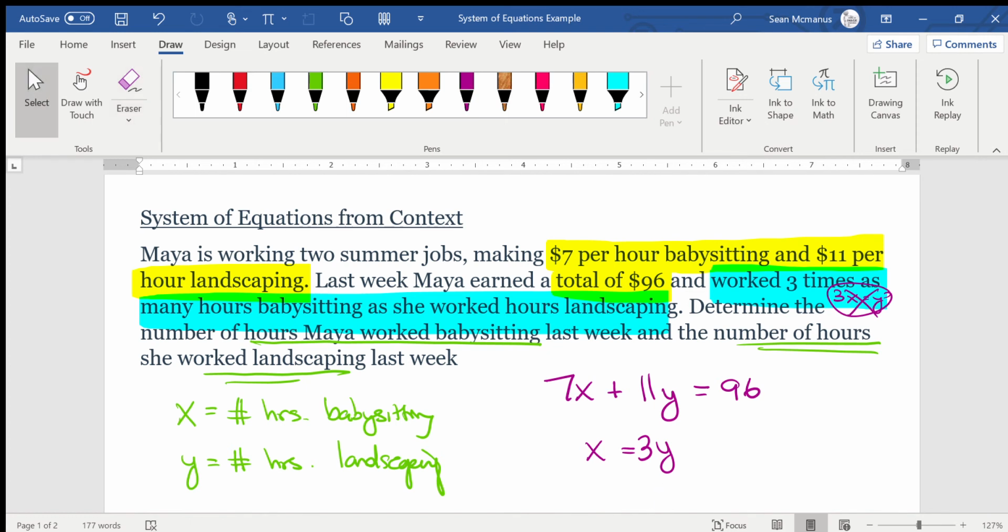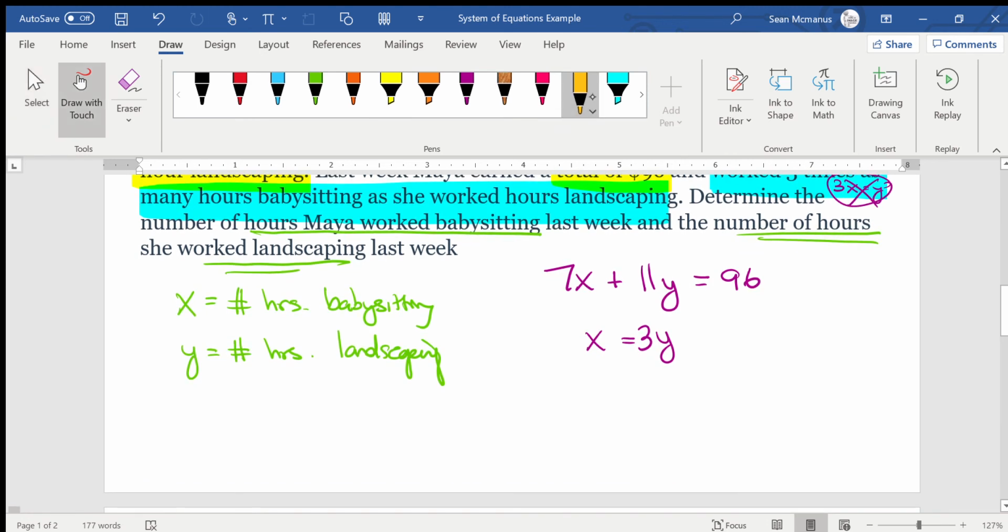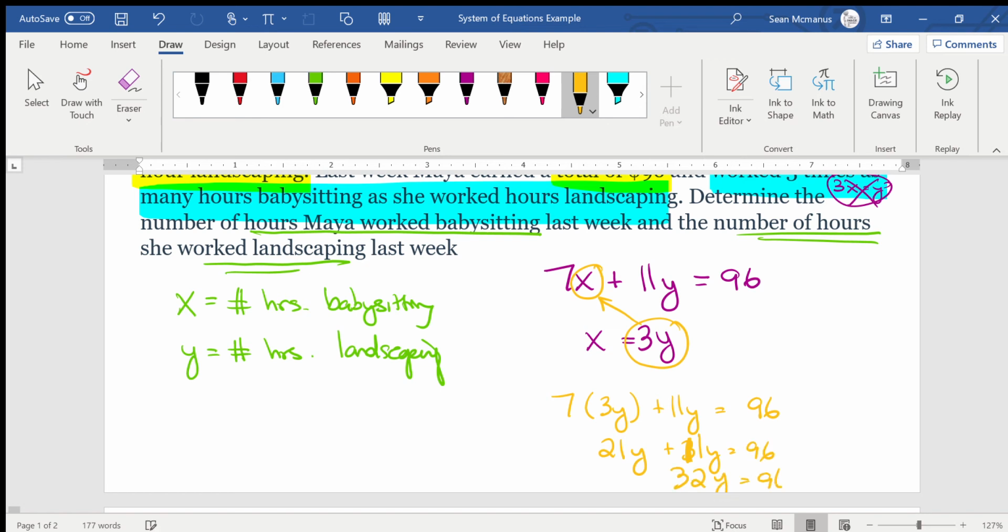So now I have my two equations. And kind of scroll down here. And I can use substitution. So x equals 3y. So where I see an x in the equation, I'm going to plug it in. Right, so my new equation would be 7, and now x is 3y, plus 11y equals 96. So 21y plus, whoops, I got ahead of myself there, plus 11y equals 96. 32y is 96. So y equals 3.